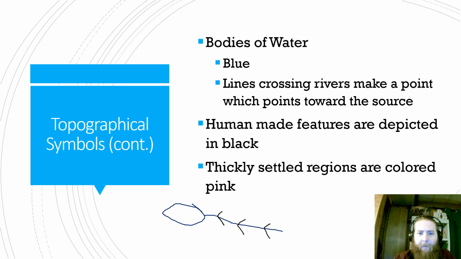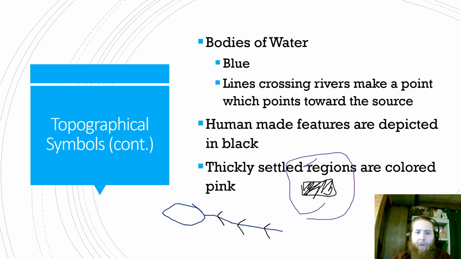Human-made features are going to be depicted in black. So if you see a grocery store, it'll probably be something like this. And if we have an area that has a lot of people or settled regions, but we don't want to just depict all the human things in it, it will be shaded just pink.